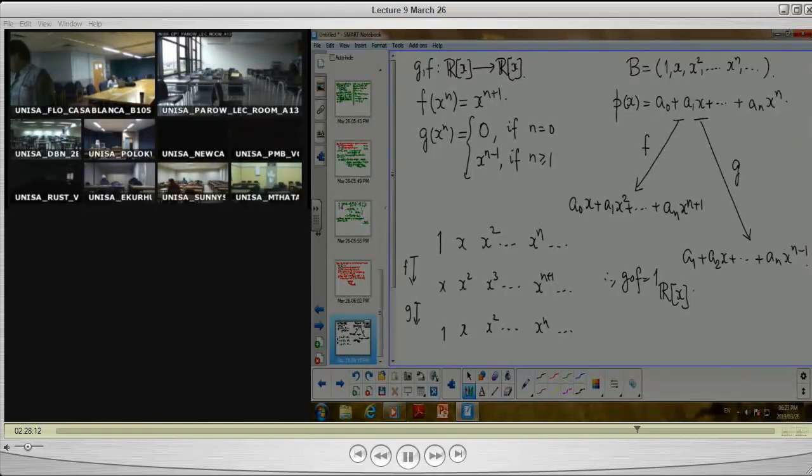Okay? Now let's see what is happening. G composed F is the identity, but I know from set theory that this should say G is surjective and F is injective.